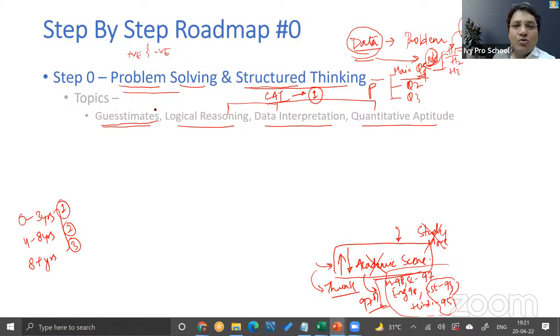Anybody who has worked on or practiced guesstimates? Anybody who might have done it? Nobody? Guesstimates. Let me give you a guesstimate then. Guess plus estimating is what Halesh is saying. He just divided the word into two parts, and that's what he said. Let me give you an example of a guesstimate.